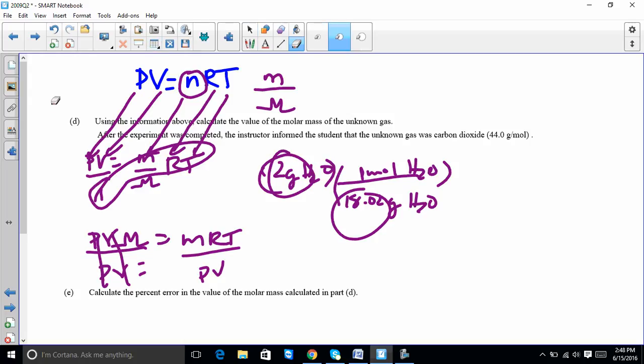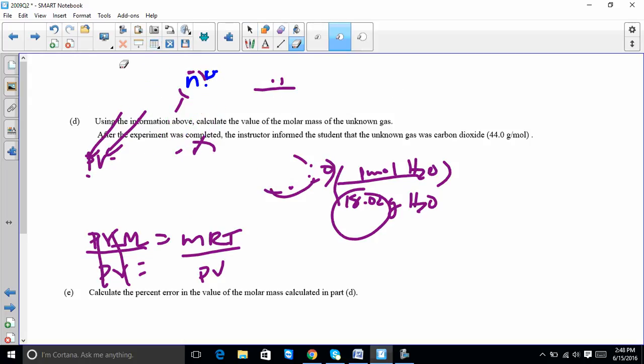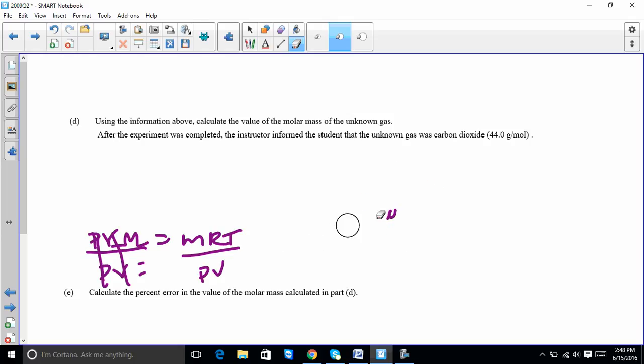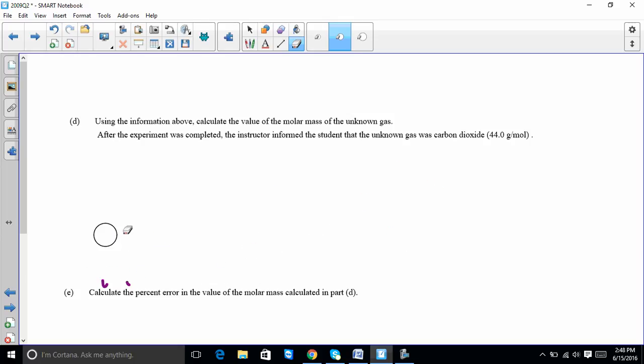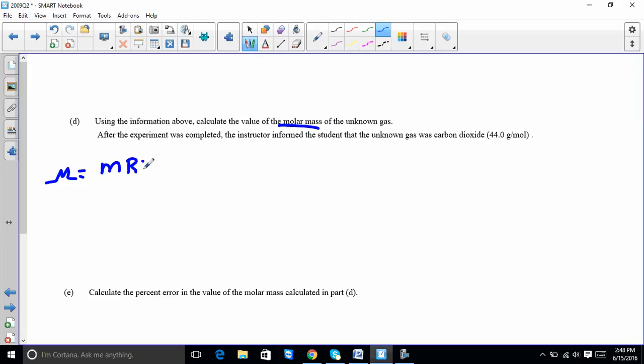I'm going to grab my eraser, and I'm going to erase all of this. And by the way, this Mr. T conquers over PV equation only works for gases. All right, so here we go. Oh, sorry, grab my pen. When it says, what is the molar mass of the unknown gas, that's the only time you use this equation. Mr. T conquers over PV.